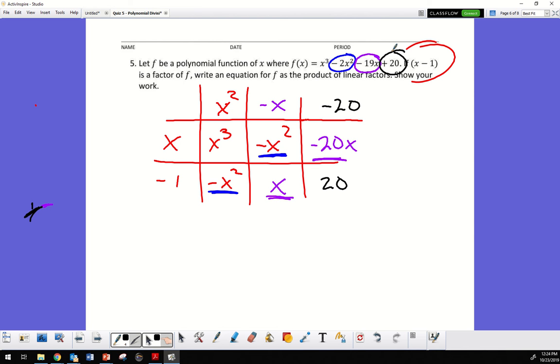So now the next thing I do is, I know that this is a factor. So my factor is going to consist of x minus 1, and it's also going to be times this. So now I'm going to break this up. I'm going to just do this piece, that x squared minus 1x minus 20.